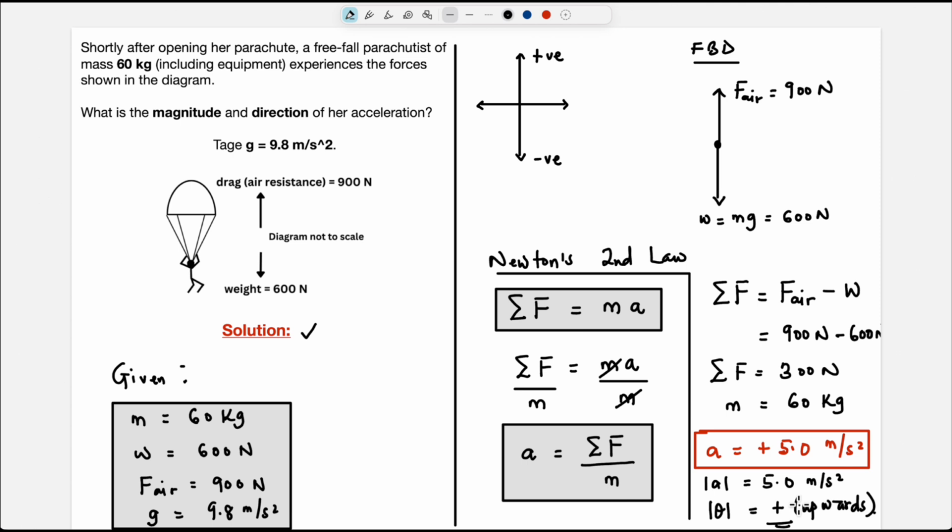And we have to define our coordinate system, meaning upwards, which is the positive direction, means the net acceleration is upwards. But it doesn't mean the parachutist is moving upwards. It just means that as this parachutist is falling downwards, instead of speeding up, it slows down. So the parachutist will be slowing down until they hit the ground. All right, so this is the problem on Newton's second law.